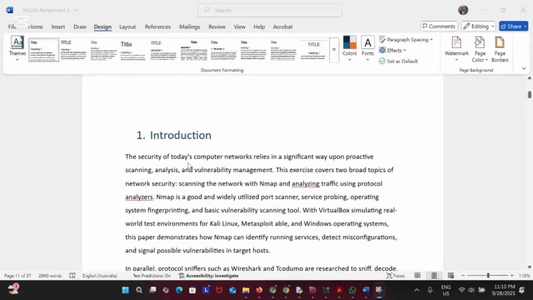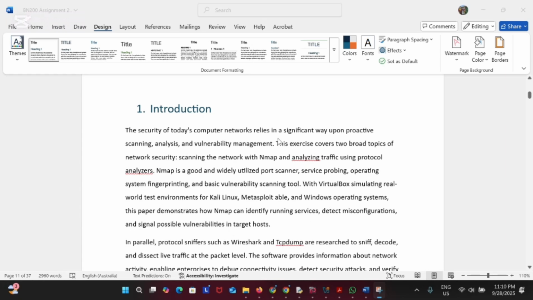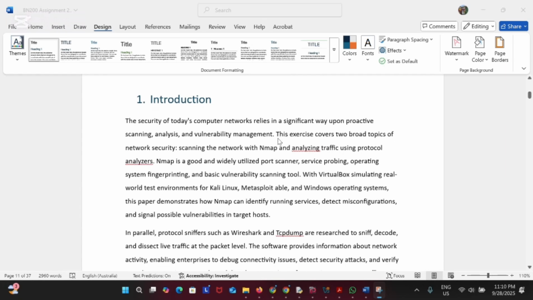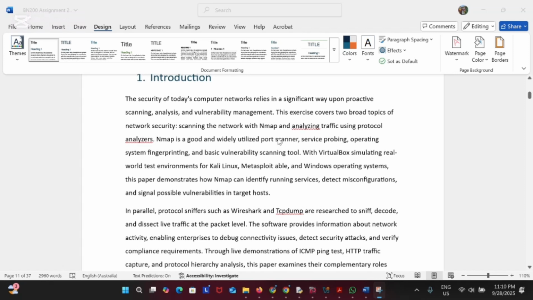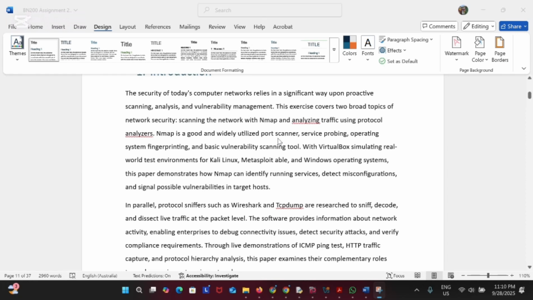Firstly, security in today's generation relies in significant ways upon proactive scanning, analysis, and vulnerability management. Through this assignment, we have covered different network security areas like scanning the network with Nmap and analyzing traffic using a protocol analyzer.